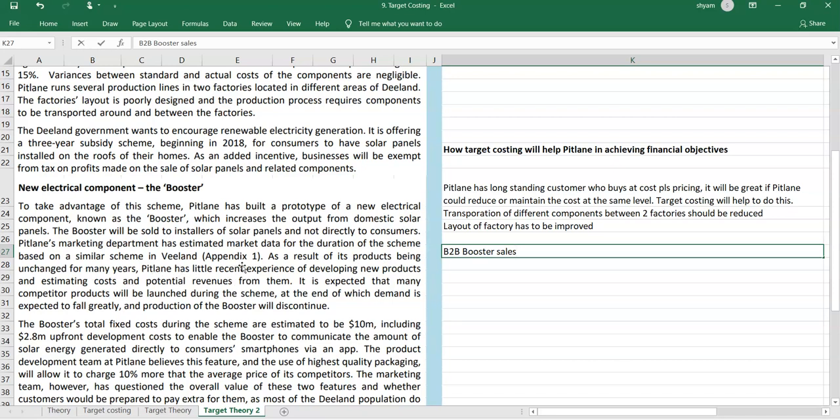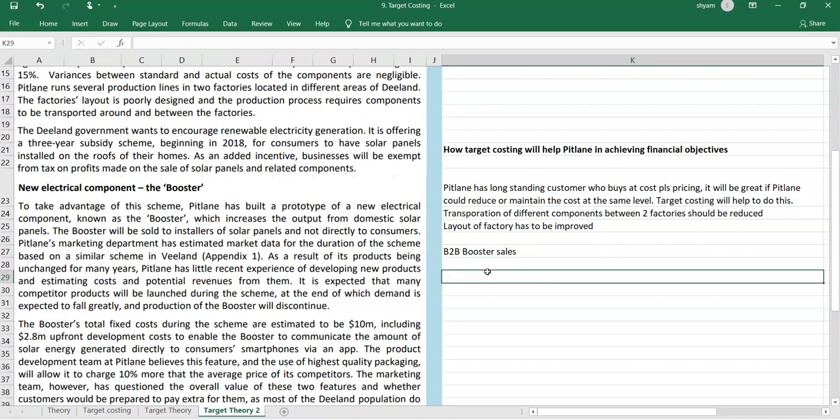This company does not have much experience in developing new products, and they are also very bad at estimating cost and potential revenue from them. So all these are required to do target costing. We can put it like this: this company does not have expertise there.